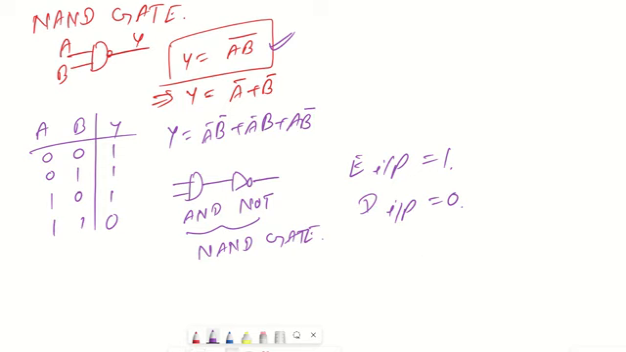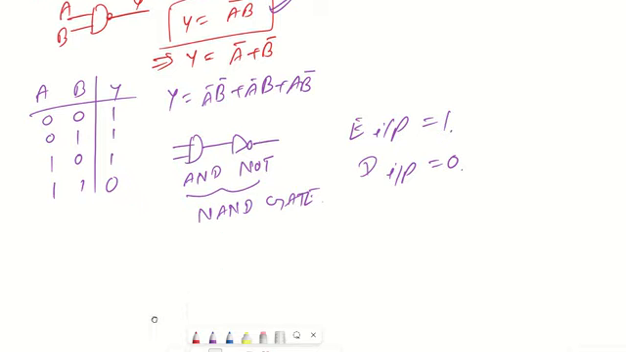Now let us talk about NOR gate. Since we have talked about AND, then NAND, then OR, now the opposite of OR will be NOR. So in NOR gate, the expression is like this. This is the symbol for NOR gate. OR gate, the opposite of that is NOR gate. So this is my A, this is my B, this is my Y.